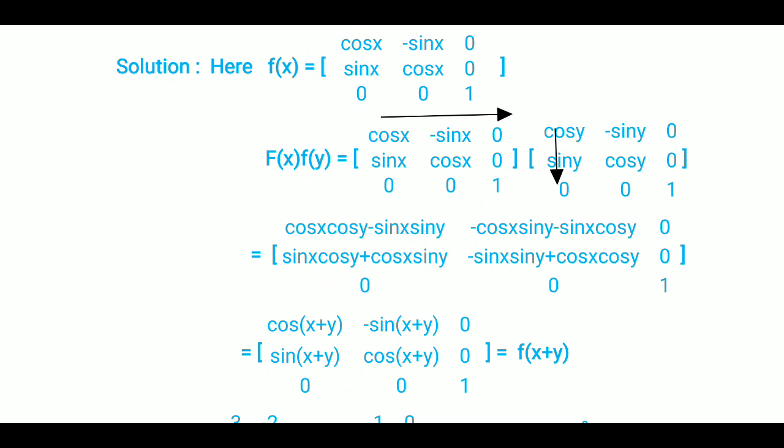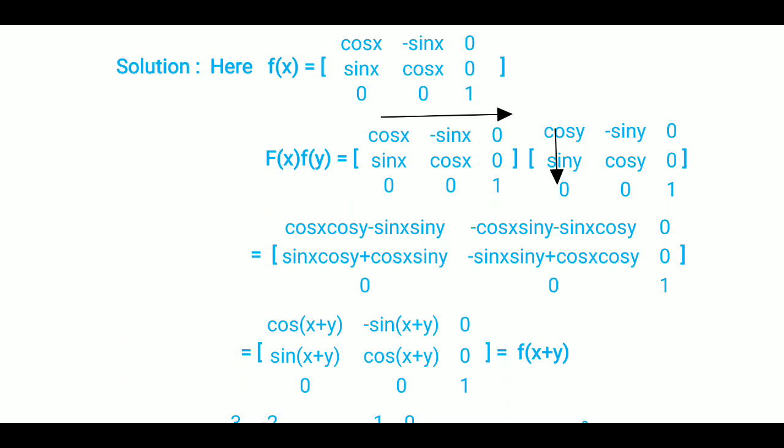And now second row will be multiplied with the second column of post matrix. That will give you minus sin x sin y plus cos x cos y plus 0. That is minus sin x sin y plus cos x cos y. Now second row will be multiplied with third column, sin x into 0 plus cos x into 0 plus 0 into 1, that is totally 0. This is the element.